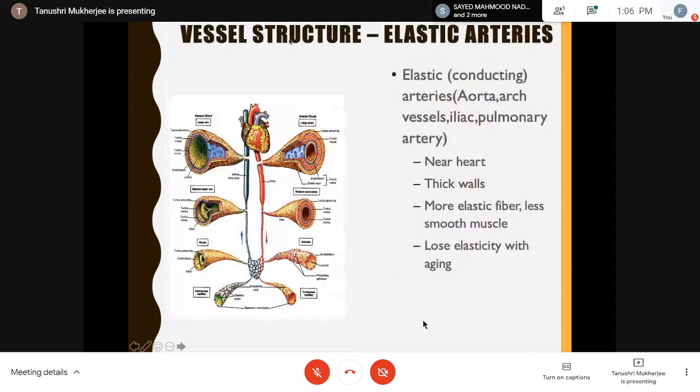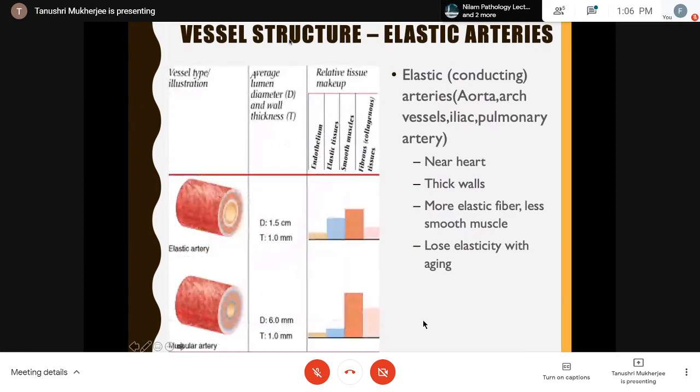So, as we see, the elastic arteries, which are the conducting arteries basically, are near the heart, like the aorta, arch vessels, iliac, pulmonary artery. They have thick walls, more elastic fiber, less smooth muscle, and they lose elasticity with aging. These are the diameters and the comparative diameter of the elastic artery with the muscular artery. So we see here the elastic artery, the diameter is more.